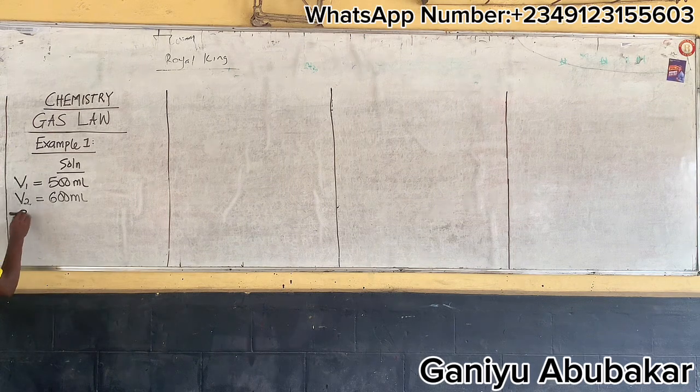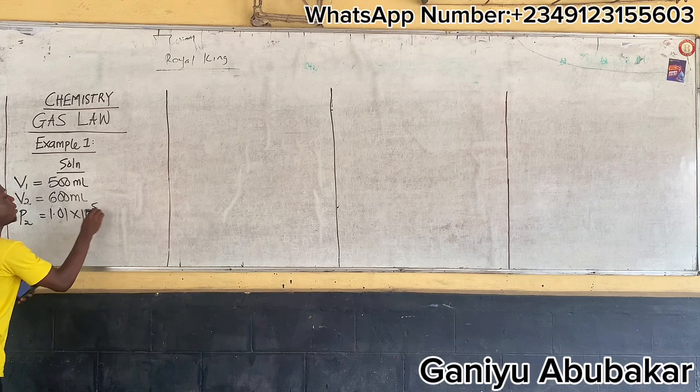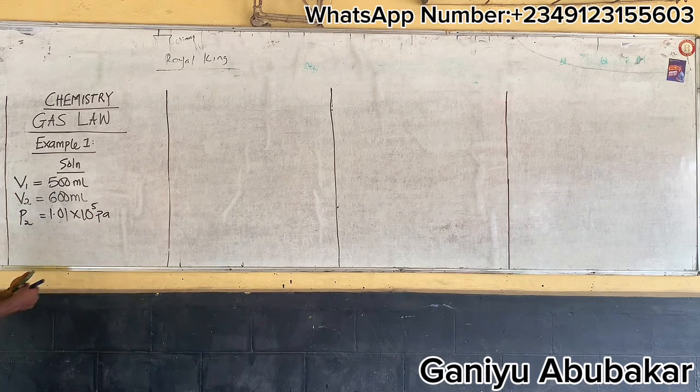So I'm giving the final pressure as P2, 1.01 times 10 to the power 5 Pascal. Is that all? What are you looking for? P1 is unknown now.